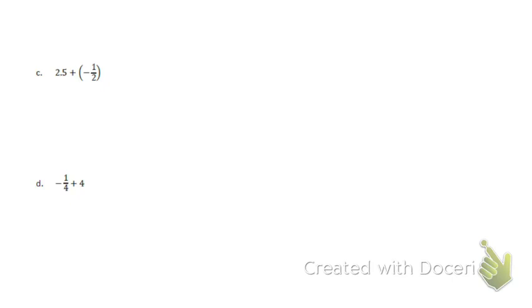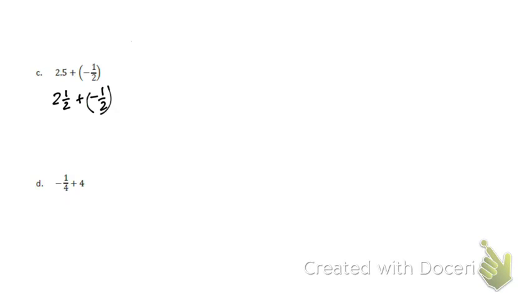2.5 plus negative half. I want you guys to know that 0.5 is the same as half. It's like 50 cents. A lot of times you see it like this because the extra 0 isn't necessary. So 0.5 is 50 cents, which is half of $1. So I'm going to just rewrite this as 2.5 plus negative half.